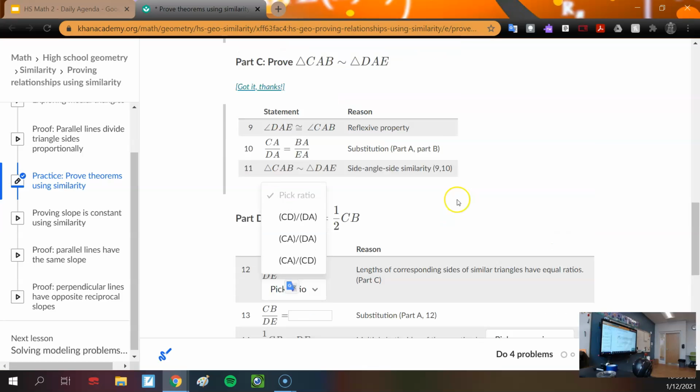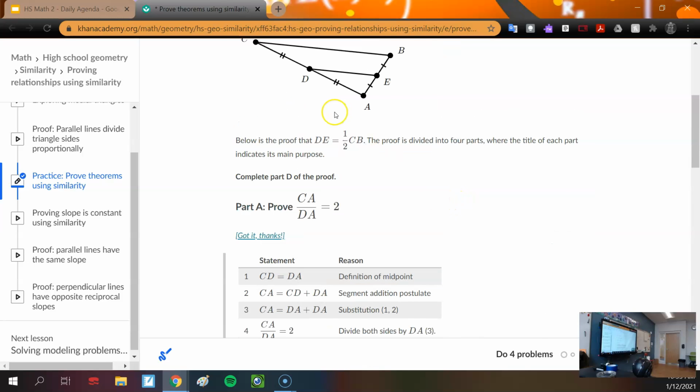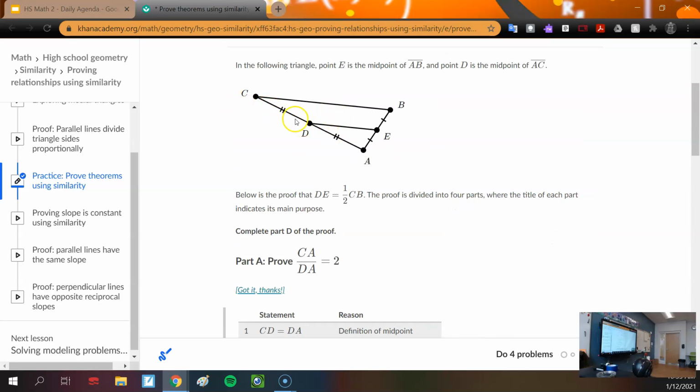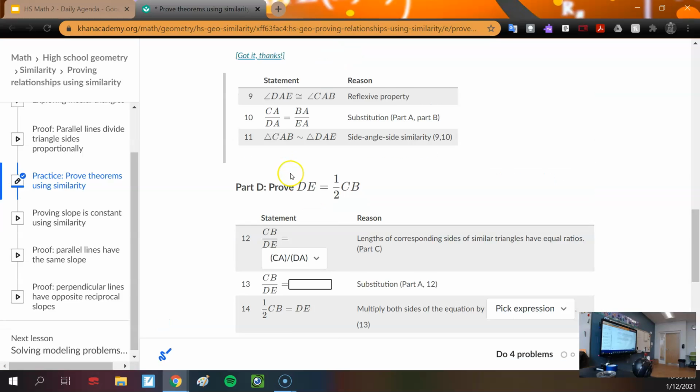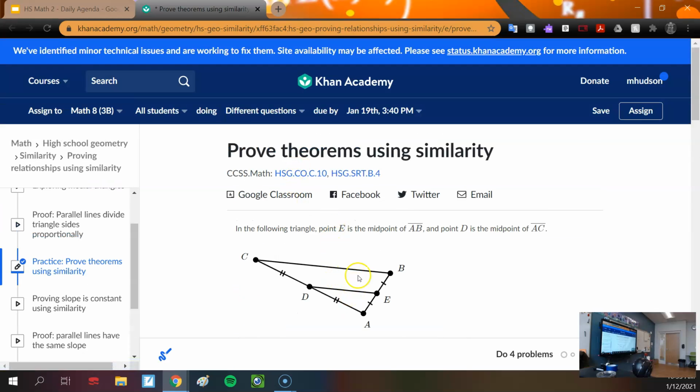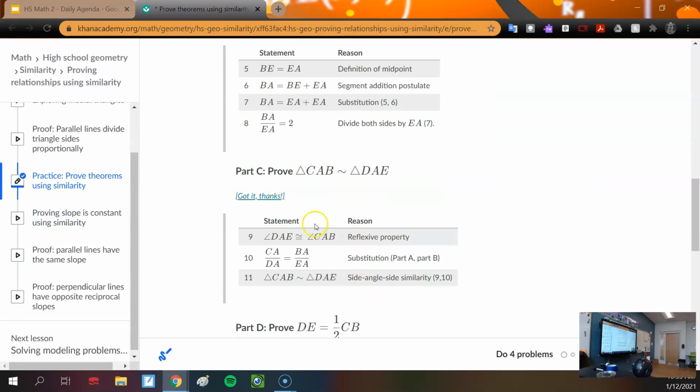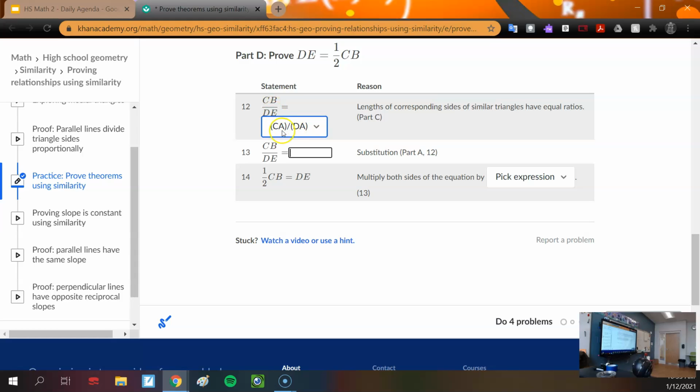Crap, which one of these is big to little? Well, CD is only part, so that's not right. CA to AD, right? So let me see if I have CA to AD. Yep, CA to DA. So then CB to DE, well, let's compare, well, it's CB to DE. Oh, yeah, that's 2, right? Because we said that's the same ratio, and that ratio that they had already was 2.